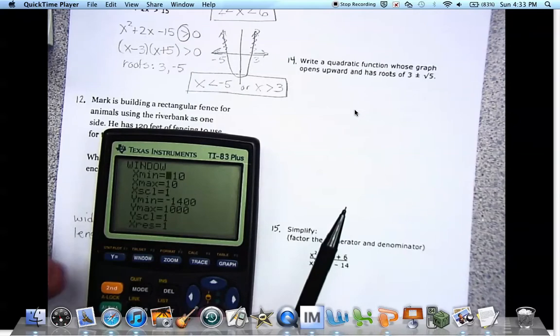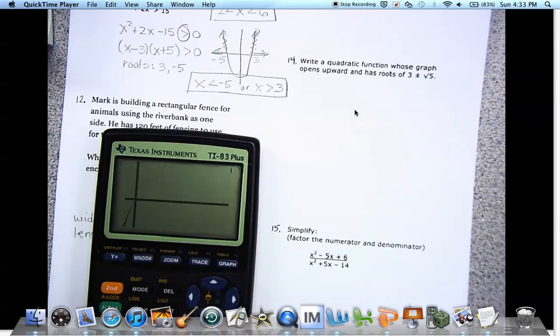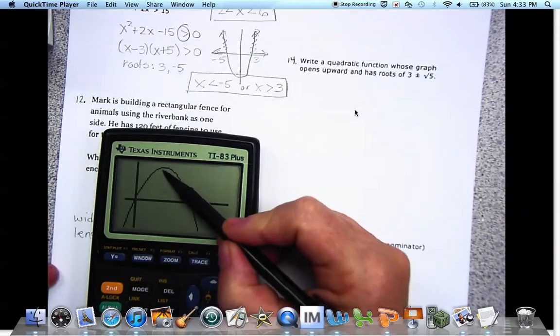So let's go to the window. We'll make x max maybe 100. Y max is already 1,000, so let's make it 2,000. We'll see what happens. Oh, that's good. So we want to find the maximum up here.